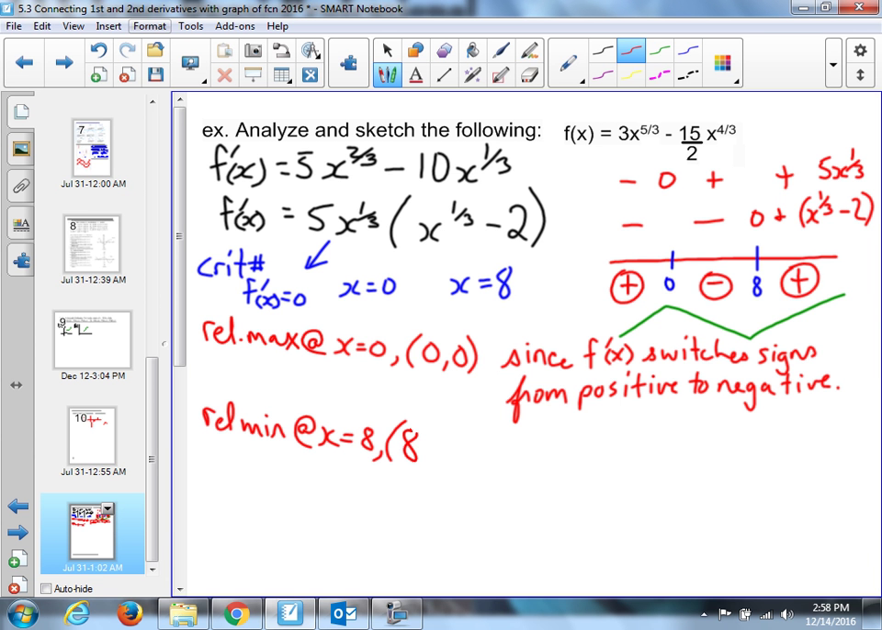And when you plug 8 into the original function, I've got it worked out here. Negative 24 is what it can be, just because our time is short. And that's a relative min since f prime of x switches signs. It's very tedious doing this every time, but I want you to do this automatically so you never lose marks from me or from the AP people.